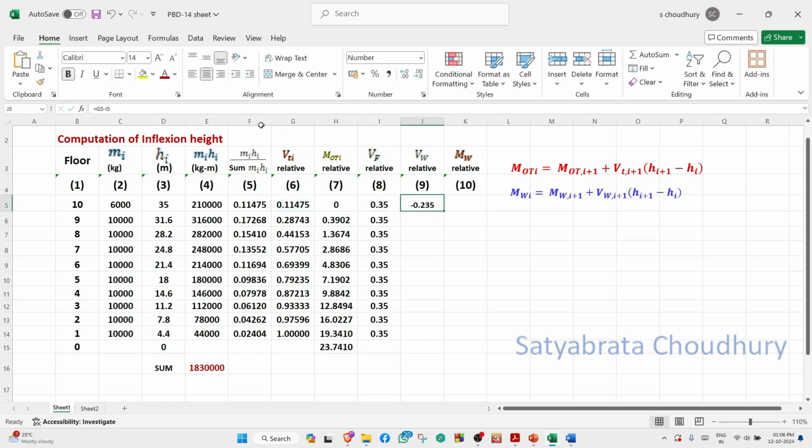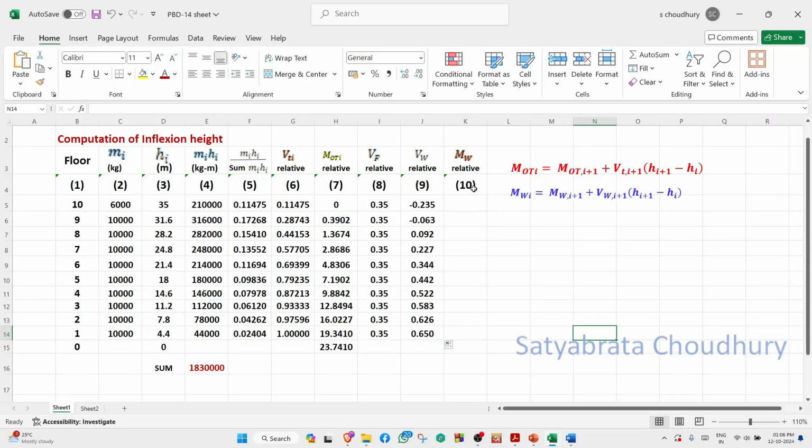So this can come negative also. It has come negative here. Now let us drag this and we will get the values. So these are different BW wall relative shear values.